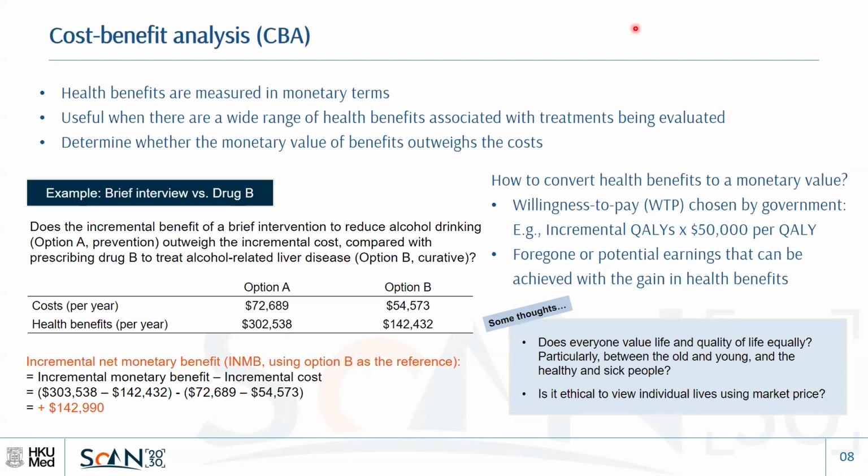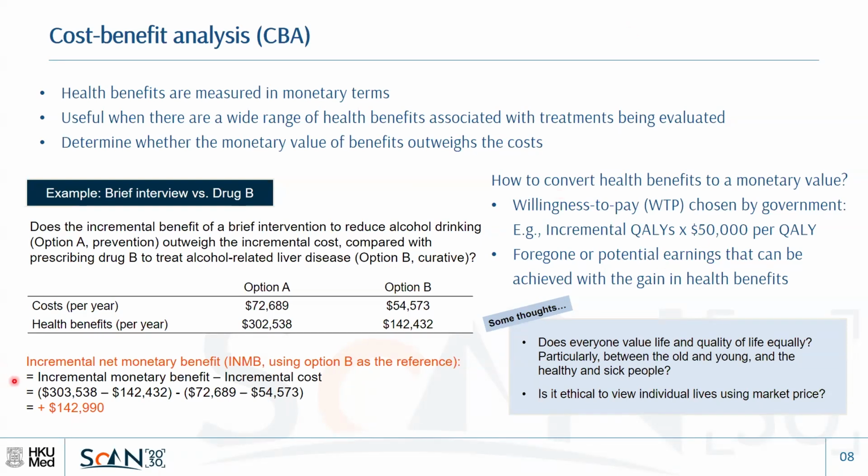The third type of economic evaluation is cost-benefit analysis. In CBA, health benefits are measured in monetary terms. CBA is useful when there are a wide range of health benefits associated with treatments being evaluated. It can determine whether the money value of benefits outweighs the cost.